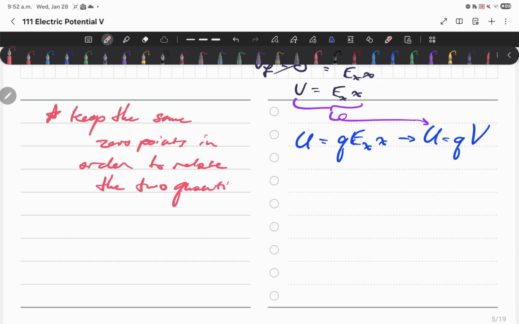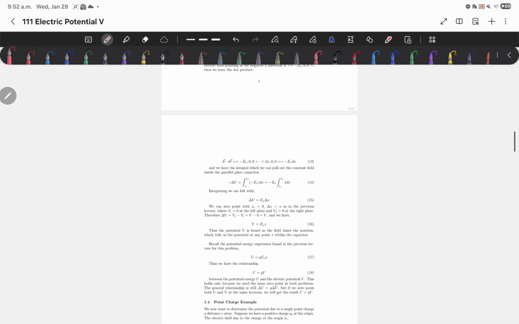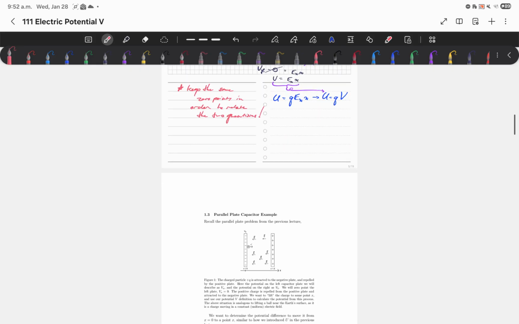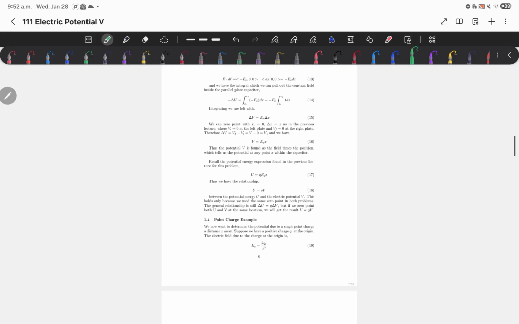We can relate them. This is a general expression. This is always true: delta U equals Q delta V. But if we 0 point at the same spot, we can do U equals QV. That's going to come up again and again here.